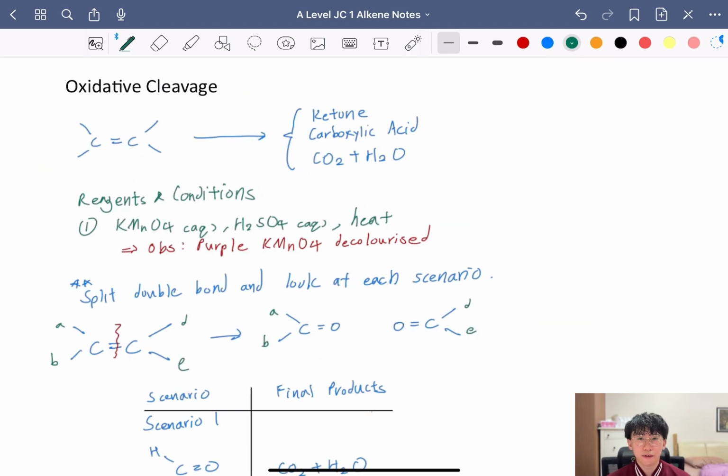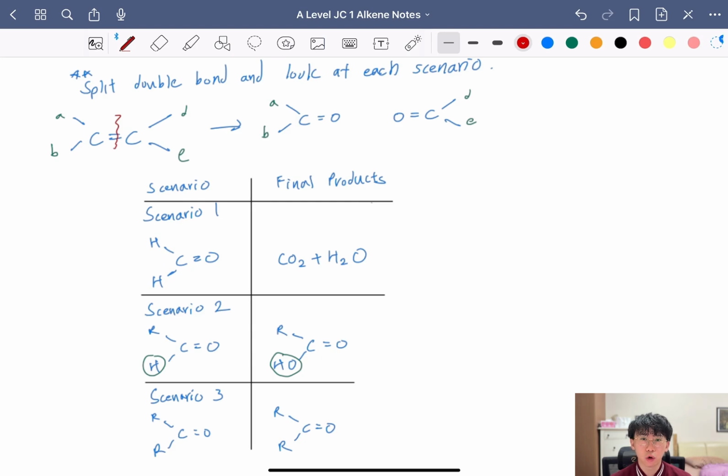Under oxidation, a very strong oxidation reaction is called oxidative cleavage. Now, under a hot temperature, with KMnO4 and in an acidic medium for example, what's going to happen is you're going to break the whole double bond itself and you can form a variety of products depending on a few conditions. So how I would know the different products that come out from oxidative cleavage is I would first split open the double bond, and from here you can actually get two products already.